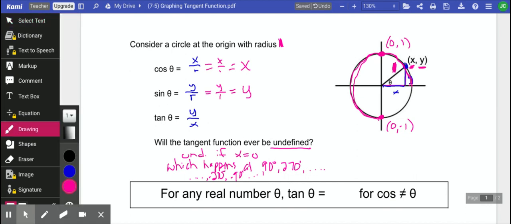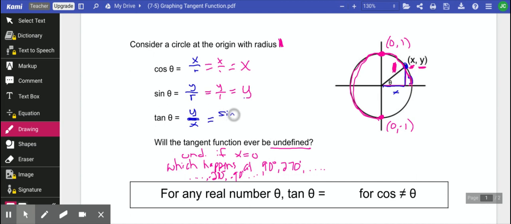Now, going back up to this, remember that tangent we said was y over x? Well, remember y is the sine and x is the cosine. So for any real number, tangent theta is sine of theta divided by cosine of theta, as long as you're not dividing by 0. So as long as the cosine of theta is not 0.